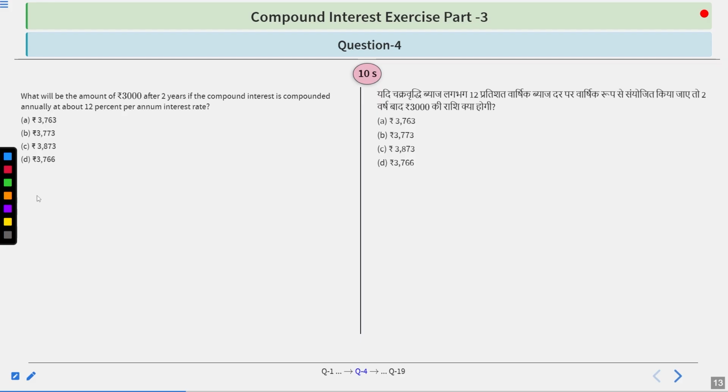Next is, what will be the amount of rupees 3,000 after 2 years if the compound interest is compounded annually at 12% per annum interest rate? And the options are: option A, rupees 3,763; option B is rupees 3,773; option C is rupees 3,873; and option D is rupees 3,766. These are the options.